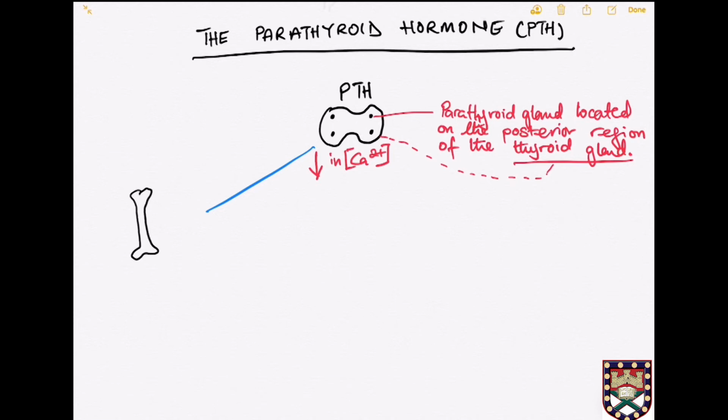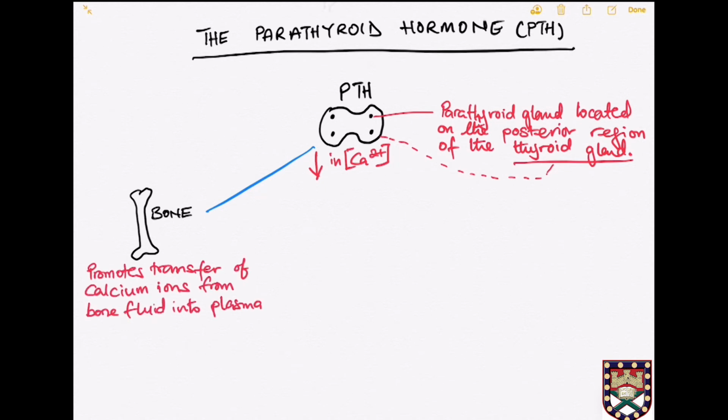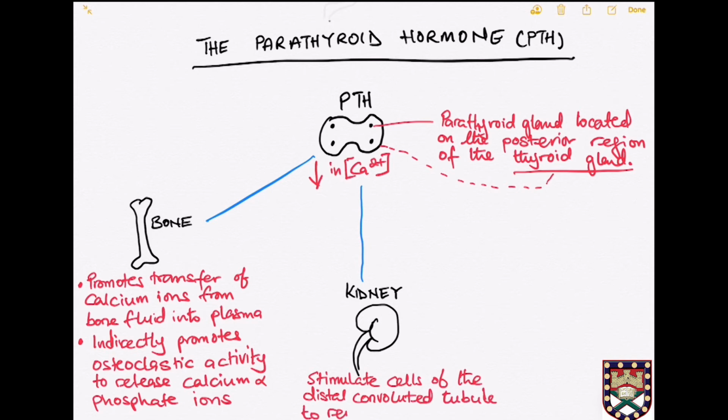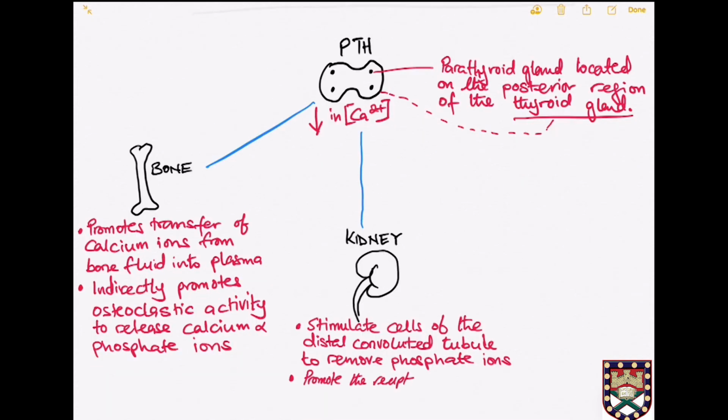Now, what it does: it promotes transfer of calcium ions from bone fluid into plasma. It indirectly promotes osteoclastic activity to release calcium and phosphate ions. At the same time, it stimulates cells of the distal convoluted tubule to remove phosphate ions from the body through urine, and it promotes the reuptake of calcium ions by the proximal convoluted tubule.